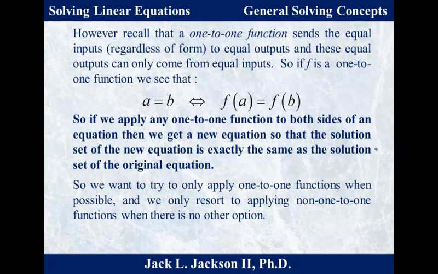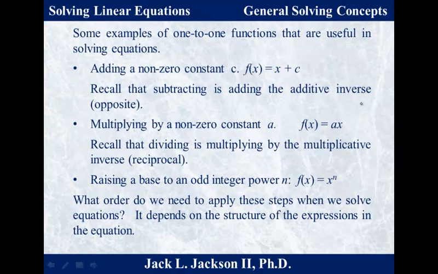A one-to-one function, remember, sends equal inputs to equal outputs, but also these outputs can only come from equal inputs. So if f is a one-to-one function, we see a equals b if and only if f of a equals f of b. If we apply any one-to-one function to both sides of an equation, then we get a new equation whose solution set is exactly the same as the solution set of the original equation. So if we can apply one-to-one functions, that's the best. If we have to, we can resort to applying non-one-to-one functions, but then we have to be sure to check our answers. We only apply non-one-to-one functions when absolutely nothing else will work.